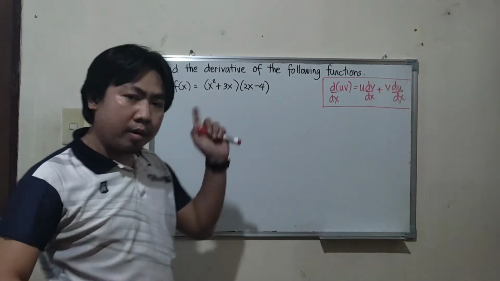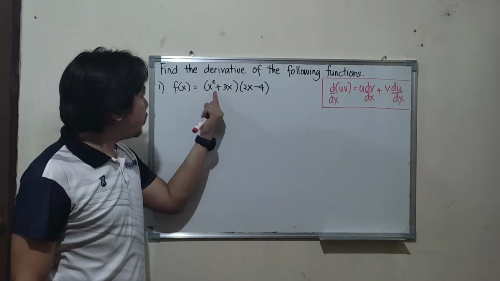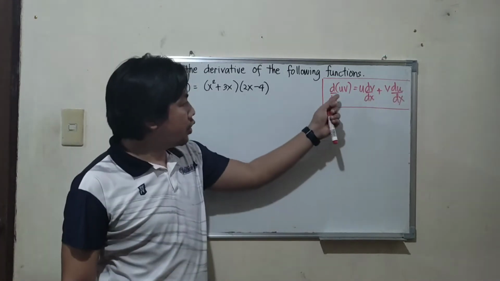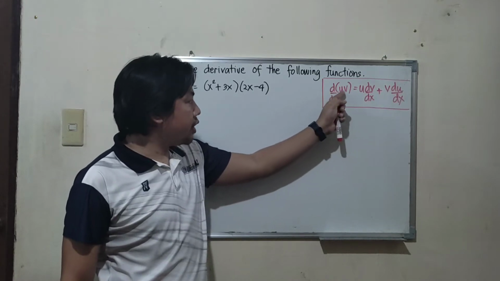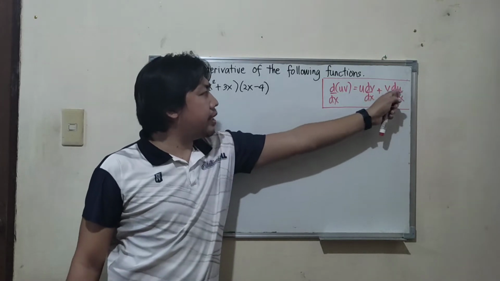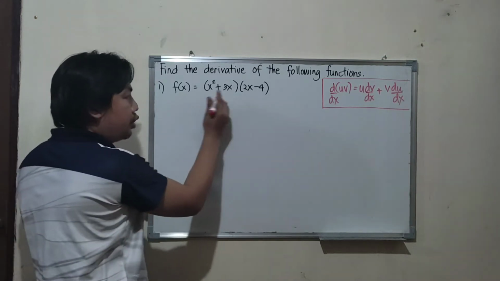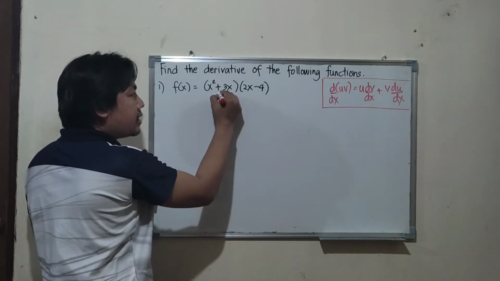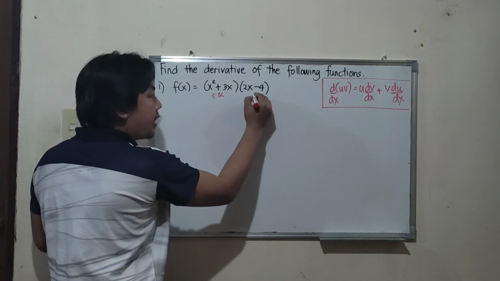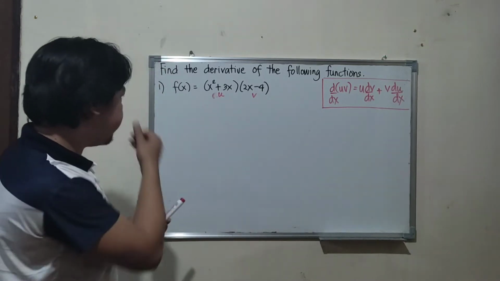Okay, so example number 1, find the derivative of f of x equals x squared plus 3x times 2x minus 4. So here's our formula. So we have derivative of u times v with respect to x is equal to u times derivative of v with respect to x plus v times derivative of u with respect to x. So in this problem, u is x squared plus 3x. So ito yung ating u, and then v is 2x minus 4. Okay, so let's apply the formula.